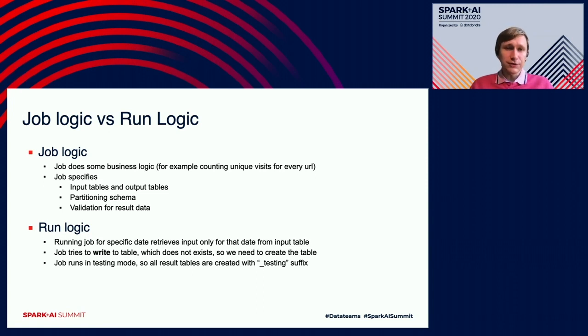And the job needs to specify what the input table is, what the output table is, what the partitioning schema for this table is, and it should provide some information about how you validate the result before writing to the output table. But run logic can be handled by some piece of infrastructure, some framework, and we wouldn't want to require data engineering to implement it. It's logic like running a job for a specific day, and this job should retrieve input only for that date from the input table. When we try to write data to some table which does not exist, we should create this table in the Hive metastore.